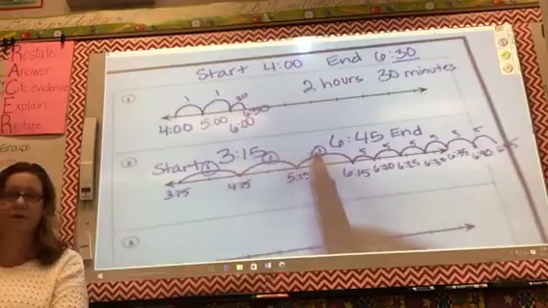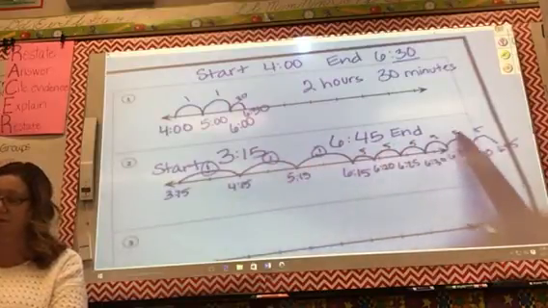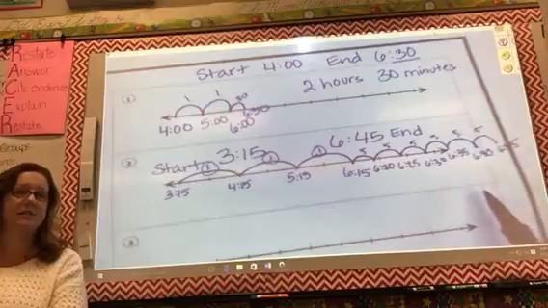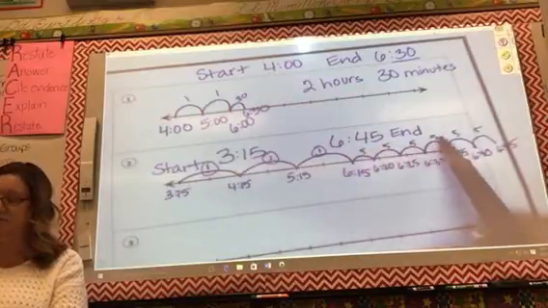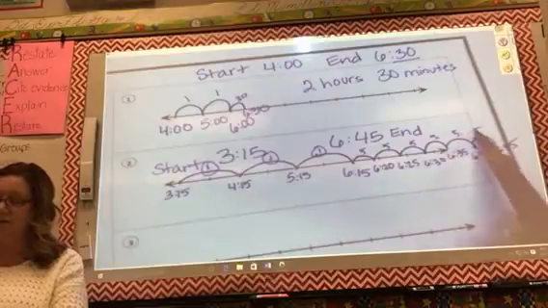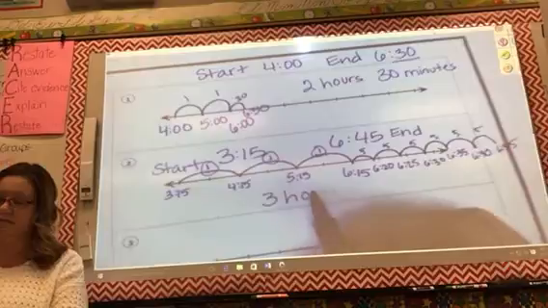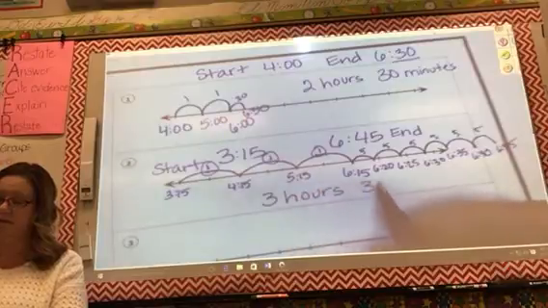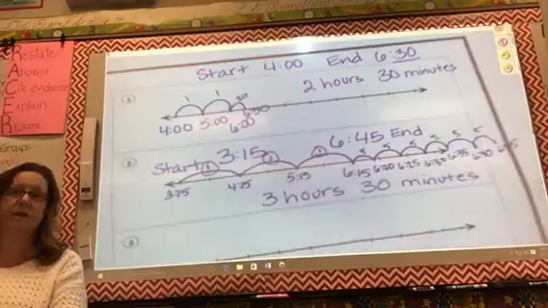We have 3 hours here, and let's count up our fives. We have 1, 2, 3, 4, 5. We have 6 of them, 6 5-minutes. So if we count those by fives, 5, 10, 15, 20, 25, 30. So we have 3 hours, 30 minutes until dinner. 3 hours, 30 minutes. All right, I'm gonna have you try one now.